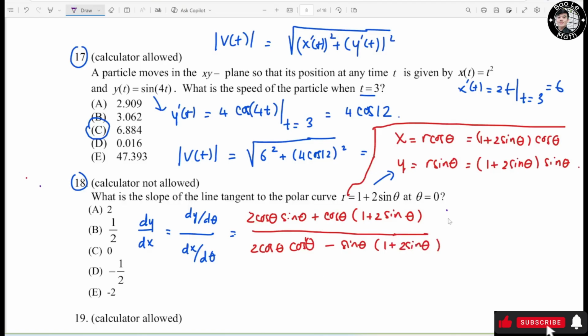Alright, we're going to evaluate this expression at theta equals 0, right? So, sine of 0 equals 0, right? Cosine of 0 equals 1, so the top is 1. The bottom, cosine of 0 equals 1, so it's going to be 2. So it would be 1/2, right? So the answer must be B.